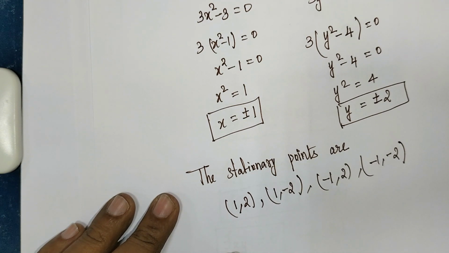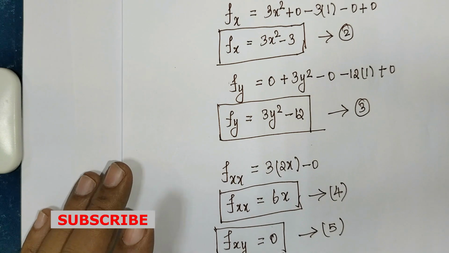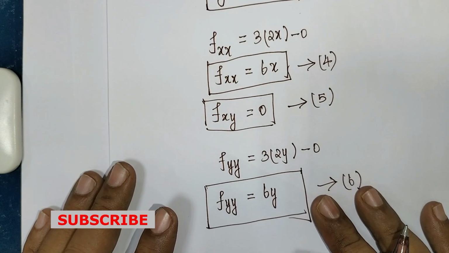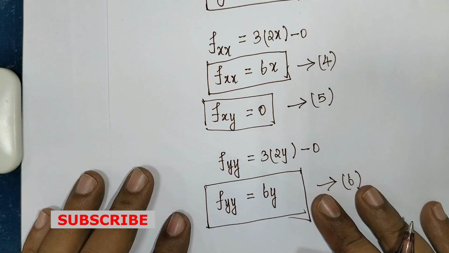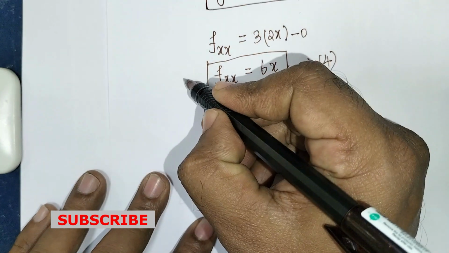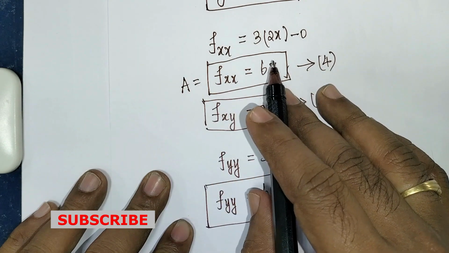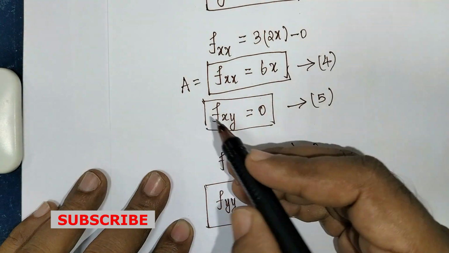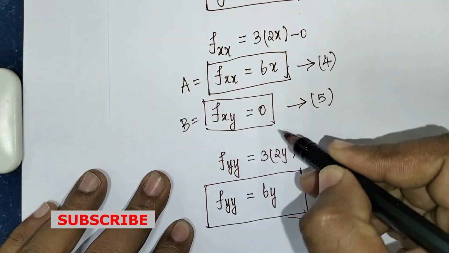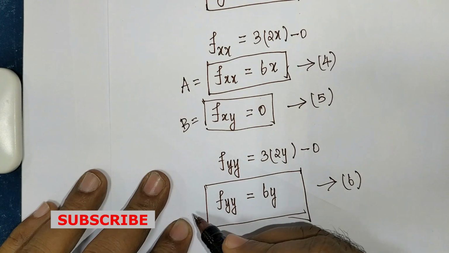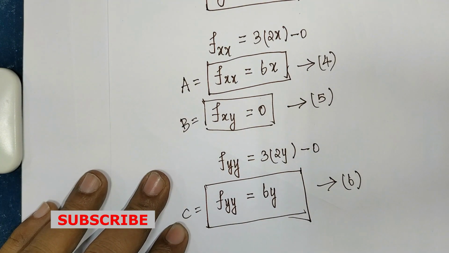I'm going to find the maximum value and the minimum value. Before that, we should identify A, B, C. I already gave what A, B, and C are. A is f double x, that means A equal to 6x. B is fxy, that is here 0. And C is fyy, which is equal to 6y.